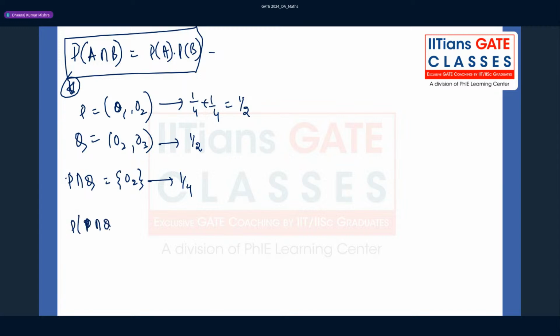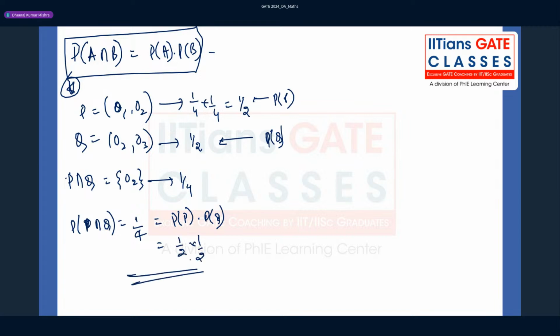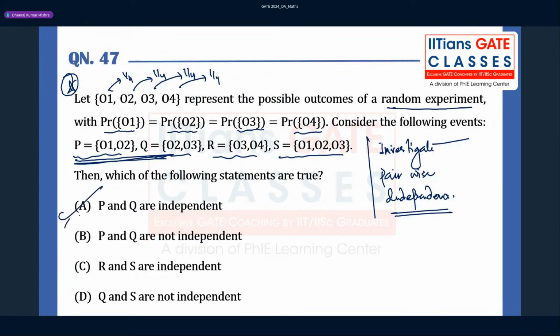So you can say that the probability of P intersection Q is going to be equal to 1 by 4, which is going to be equal to the product of P into the product of Q. So what is the probability of P? This is the probability of P, and this is the probability of Q. So this is nothing but 1 by 2, 1 by 2, so they are equal. Understand? So P and Q are independent. Since they are equal, P and Q are independent.